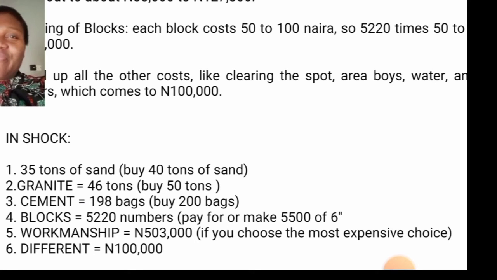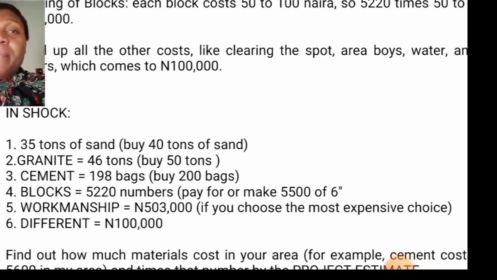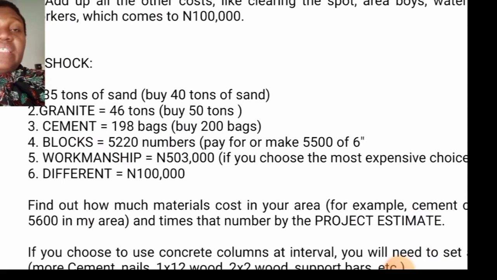Then blocks, we got 5,220. You can just buy 5,500 6 inches blocks for that. Then workmanship, it depends. It might be that they're going to charge you per block. It might be that they're going to charge you just once for everything. I just calculated and I got 503,000 naira. So for the difference, for anything that can come up, you will just keep like 100,000 as I've indicated above.